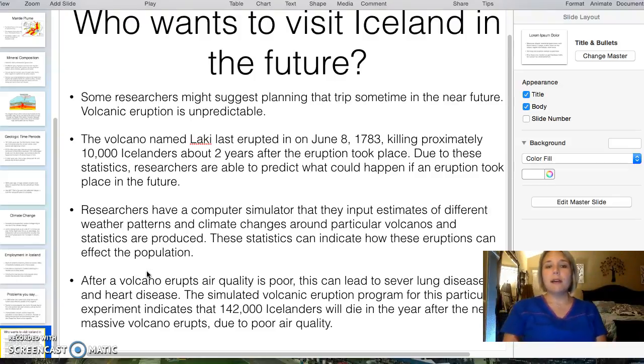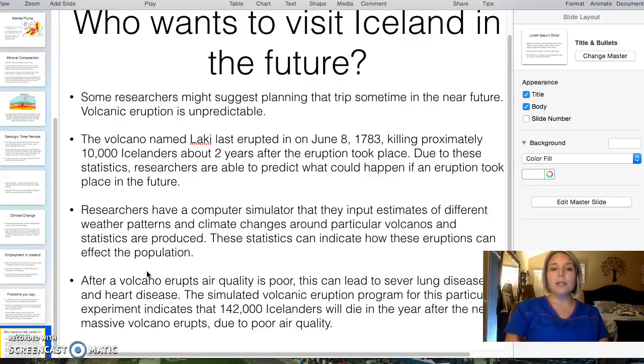So researchers have a computer simulator now where you can plug in some numbers, and it will give you ideas of what could happen the next time there is a massive volcanic eruption. And from what I found, it indicated that due to poor air quality, about a year after the volcano has stopped its eruption process, 142,000 Icelanders would be dead if they stayed on the island after this eruption.